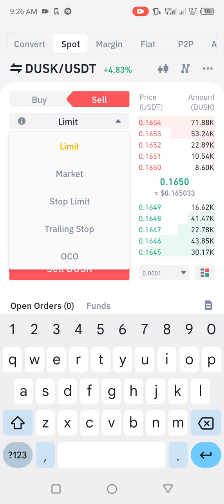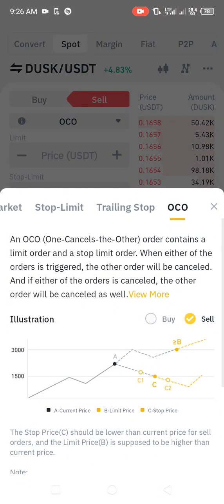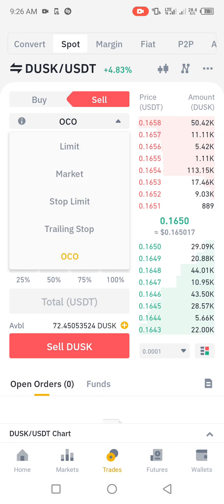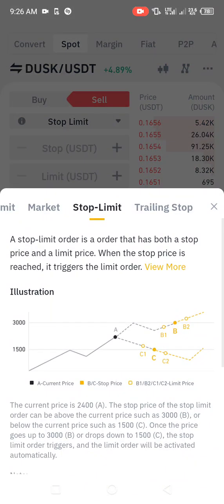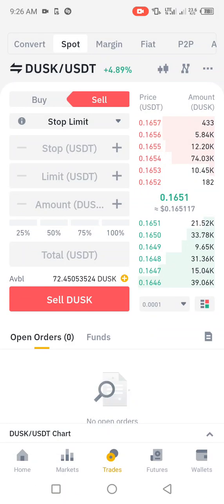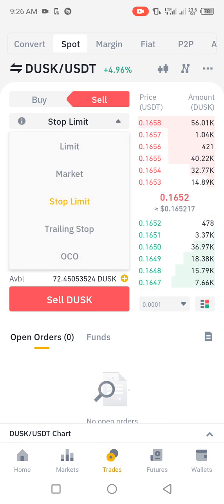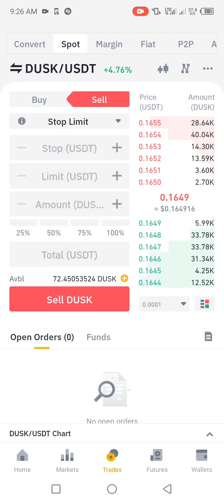Now for the stop limit, the trading stop, and this OCO, I'm going to explain all these in a later video which I've made and will be uploaded soon. But for the meantime, this is where I'm going to stop in this video.